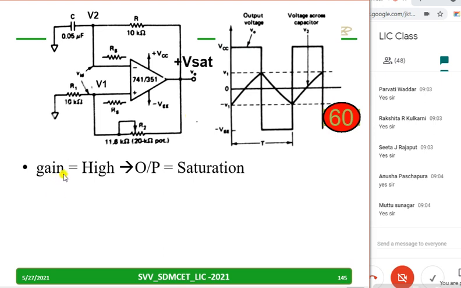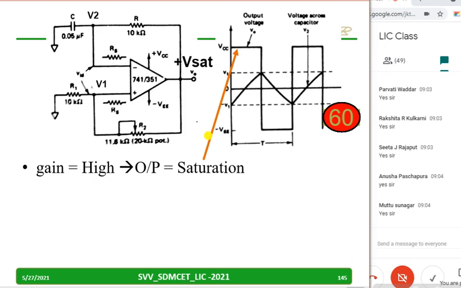So gain is high and the output will go to the saturation. Because of very high gain and this positive feedback, the output will go to the saturation. Let us assume, observe carefully, now it is plus V saturation. Because of positive feedback, either it will be plus V sat or minus V saturation.